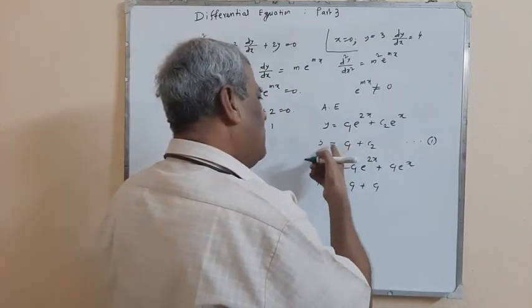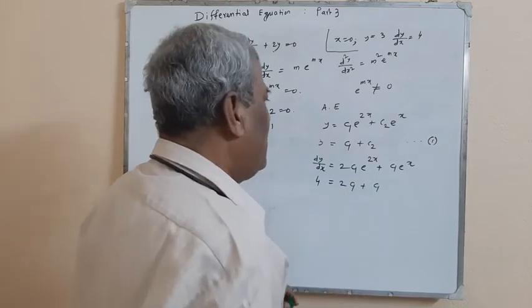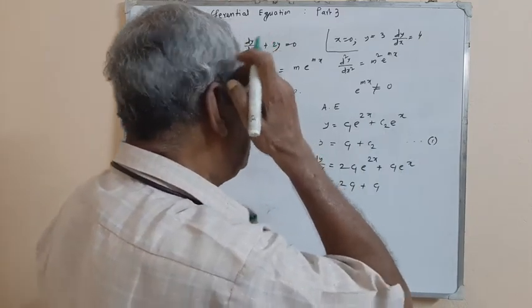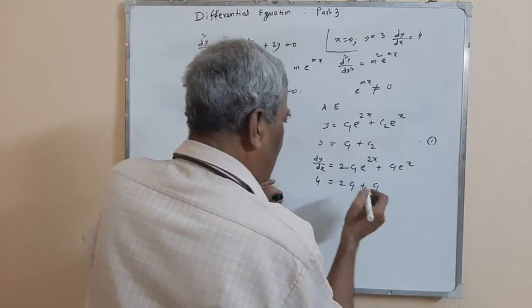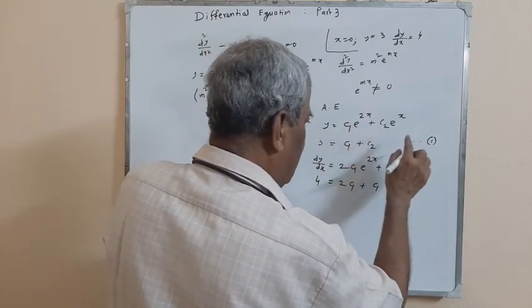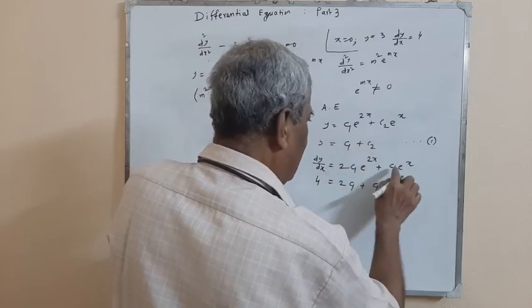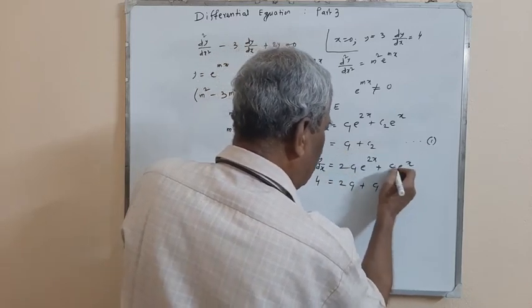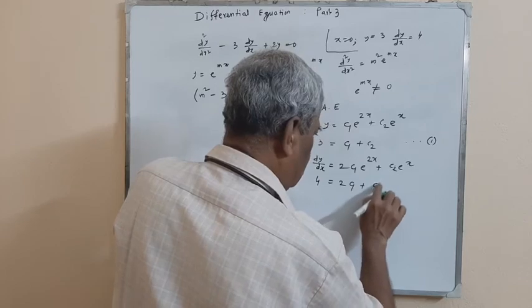Now solving this and that, we can very easily obtain the values of c1 and c2. This is, sorry, some mistake. It is c2, sorry, very sorry. This is c2.